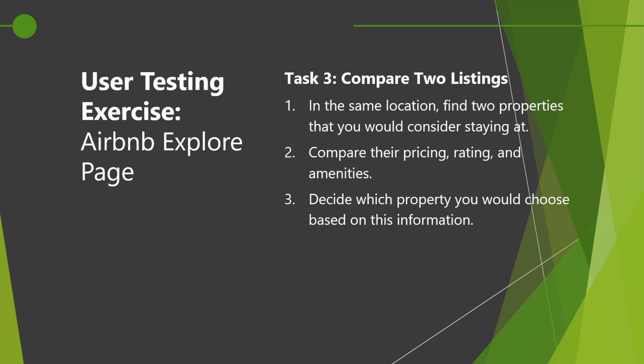So for instance, how easy was it to move between listings to compare them? Were key comparison details like price, rating, and amenities easily accessible? And did you feel confident in making a choice based on the available information? Okay, now after you record those observations, let's move on to the last step.